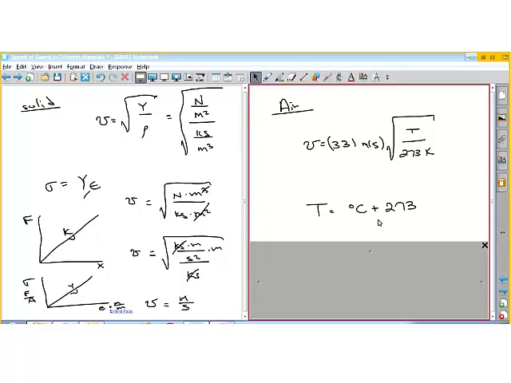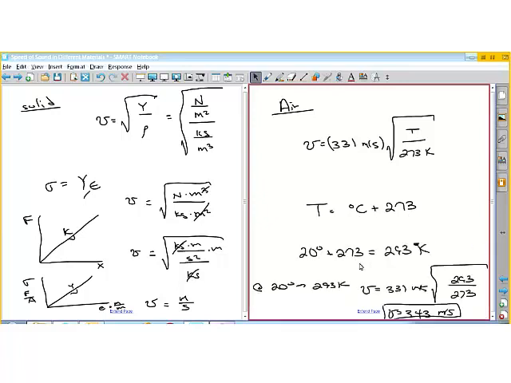So remember, the temperature in Kelvin is equal to the temperature in degrees C plus 273. So at 0 degrees C, it's 273 Kelvin. At 20 degrees C, it's 293 Kelvin. So you need to know that conversion factor. If I was interested in the speed of sound at 20 degrees C, I would take 20 C plus 273. That would give me 293 Kelvin. So that's how you convert C to Kelvin.